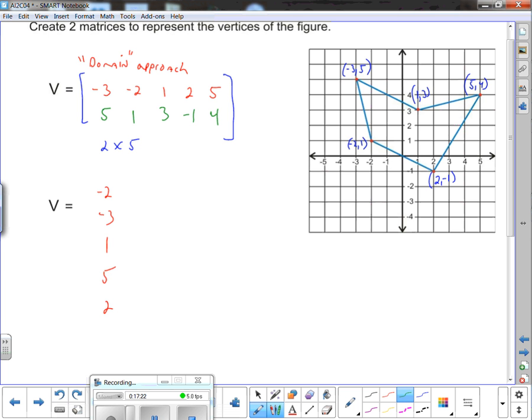Okay. So now again, I'm just going to pair everything up. What y goes with -2? Okay, well that would be a 1, right? So across the first row is the 1.